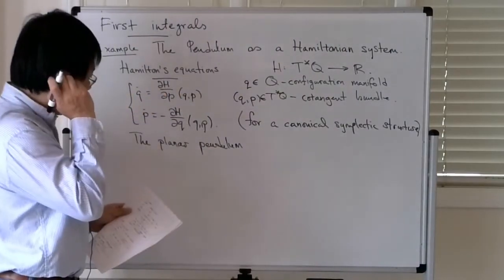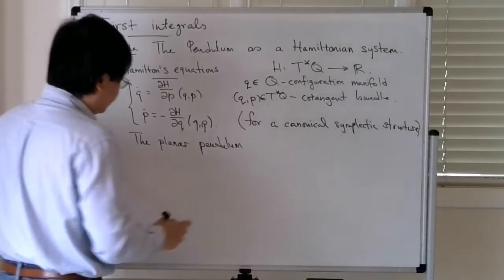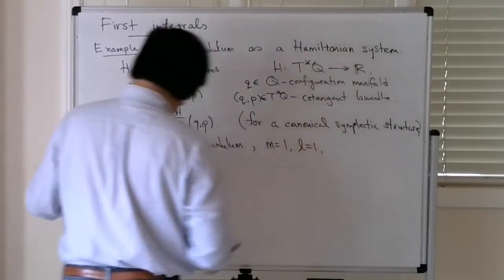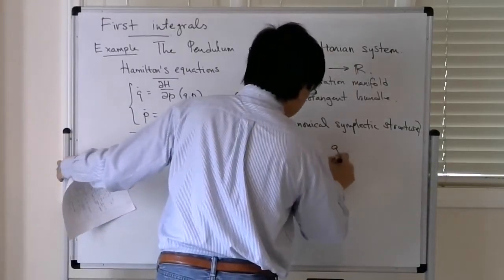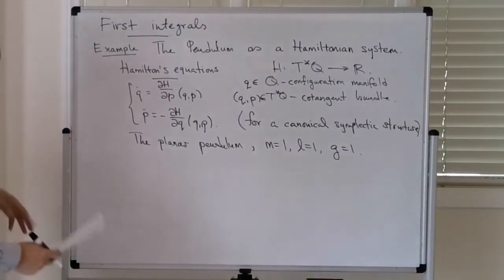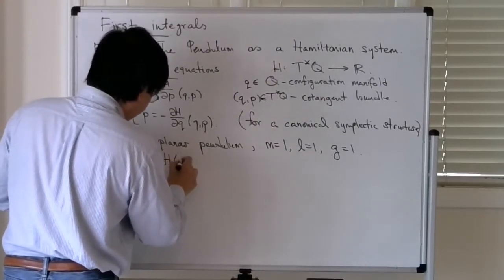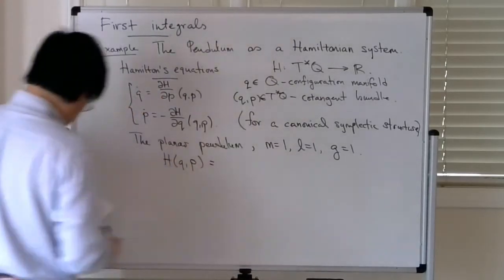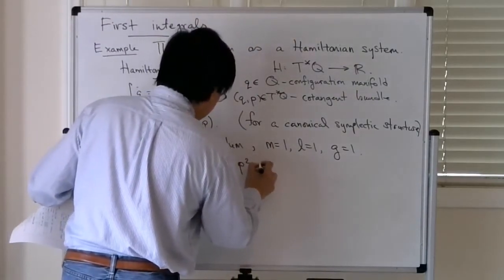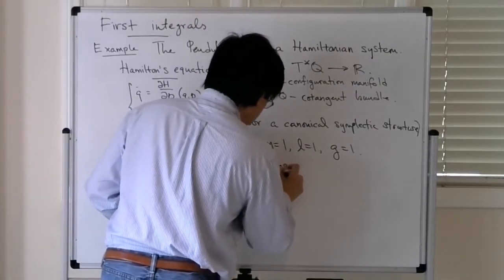To make life easier, I'm going to normalize a few of the parameters. I'm going to let the mass be 1, the length be 1, and gravity be 1. So I'm just going to choose appropriate units, so all these things scale out, if you will. Then the Hamiltonian for the planar pendulum looks like the following. It's just 1/2 momentum squared minus cosine of q.